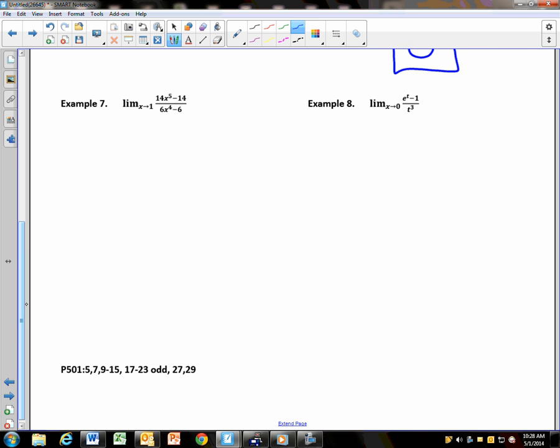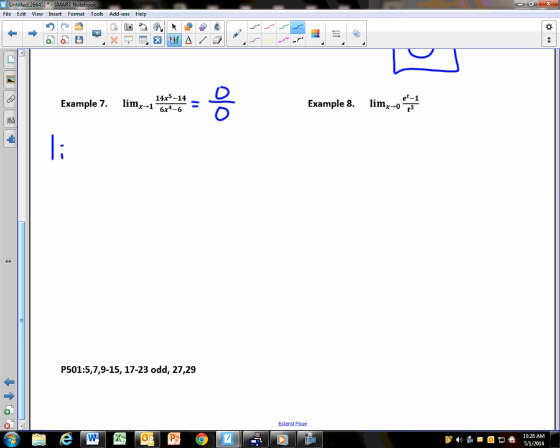Example 7. Let's plug in 1. What's 1 to the 5th? Times 14. Minus 14 is 0. And then at the bottom we get 0 as well. So we have to use L'Hopital's rule.